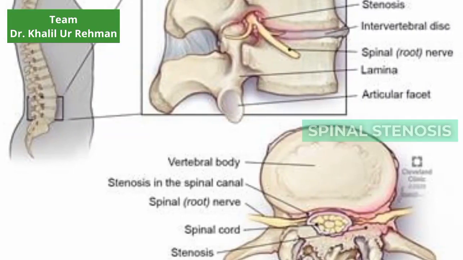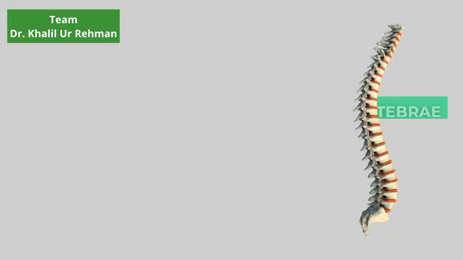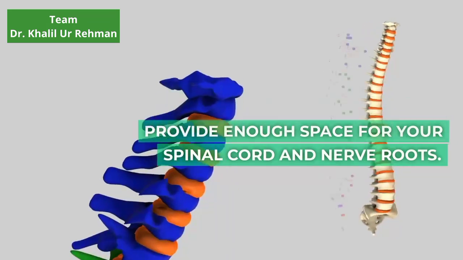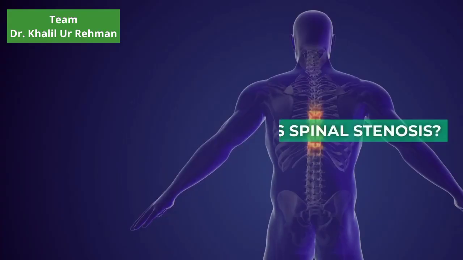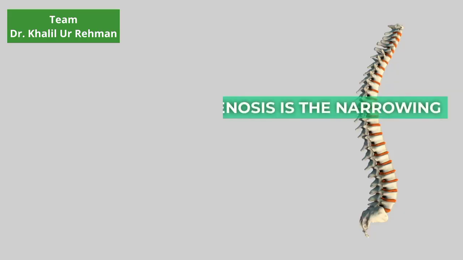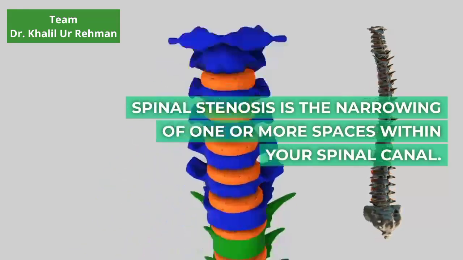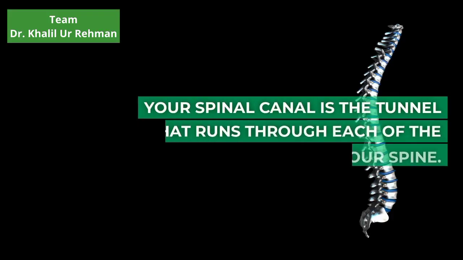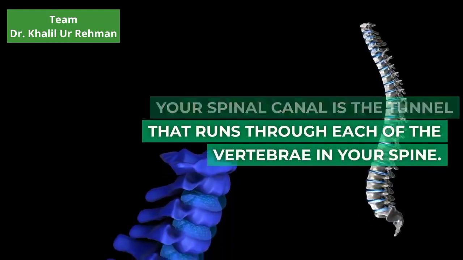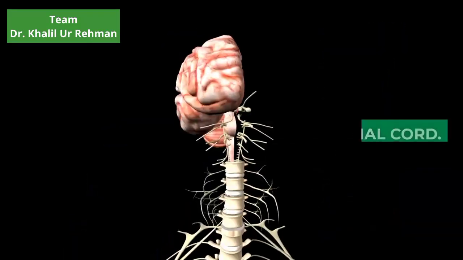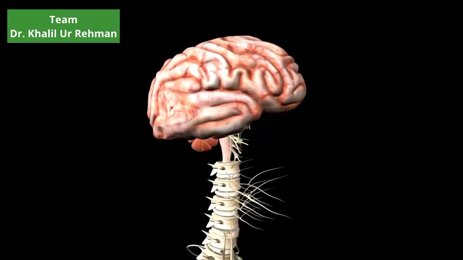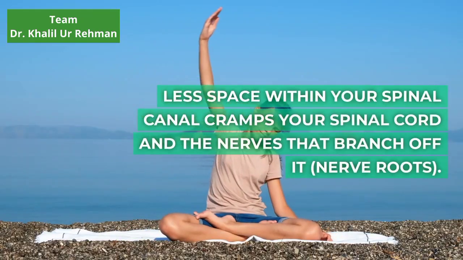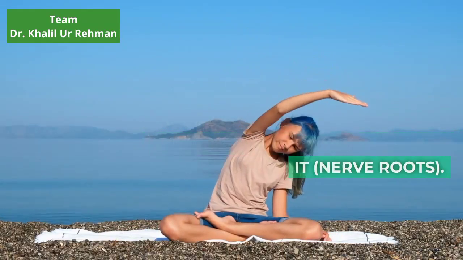Spinal stenosis. Overview. A healthy spine and vertebrae provide enough space for your spinal cord and nerve roots. What is spinal stenosis? Spinal stenosis is the narrowing of one or more spaces within your spinal canal. Your spinal canal is the tunnel that runs through each of the vertebrae in your spine. It contains your spinal cord. Less space within your spinal canal cramps your spinal cord and the nerves that branch off it, nerve roots.